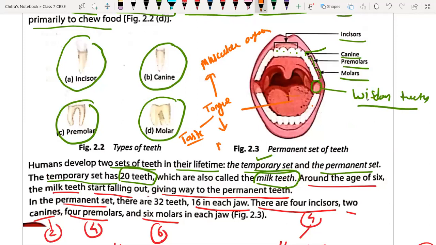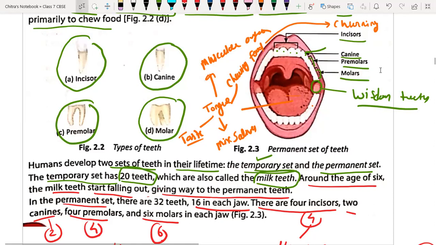It helps to mix the food with saliva and swallow the food. It also assists the food during the churning process, like throwing the food from one side to another. The chewing of food is called the churning process. During churning, the food is kept between the upper jaw and lower jaw teeth with the help of the tongue only. So this is all about the tongue.